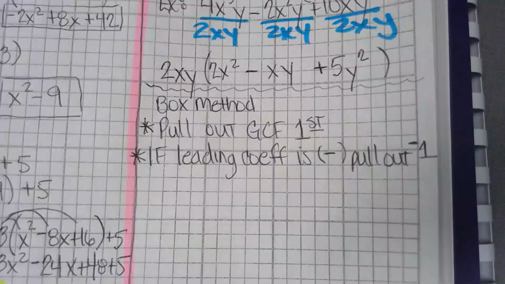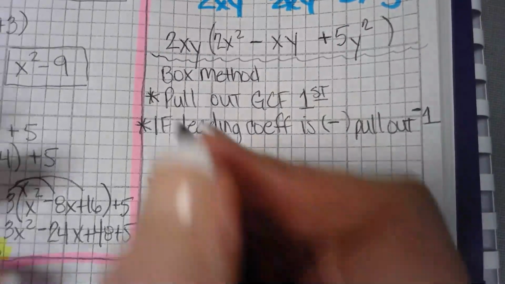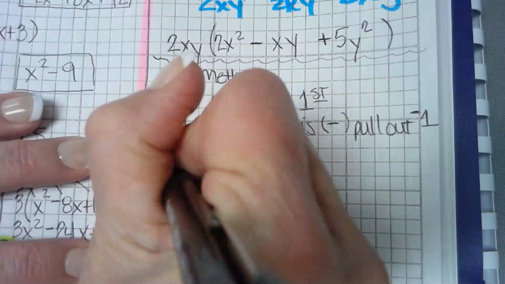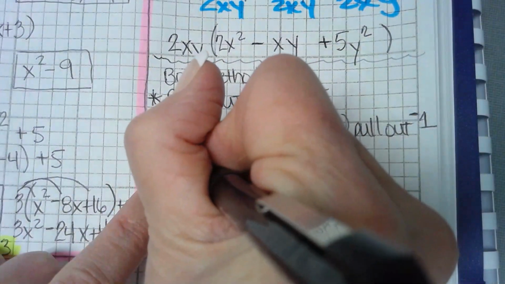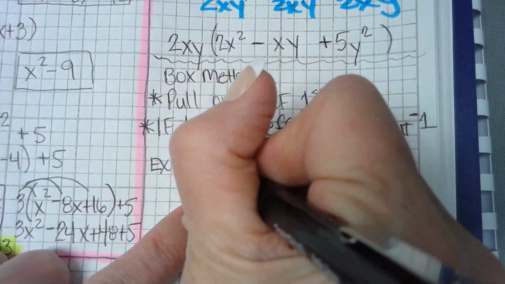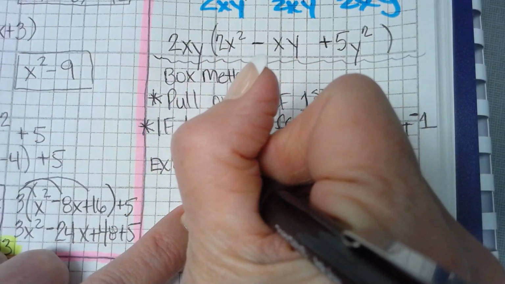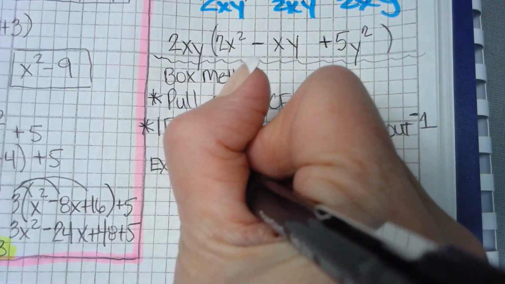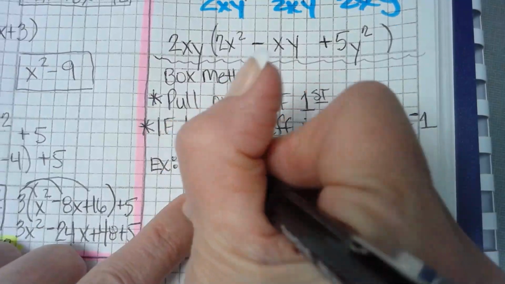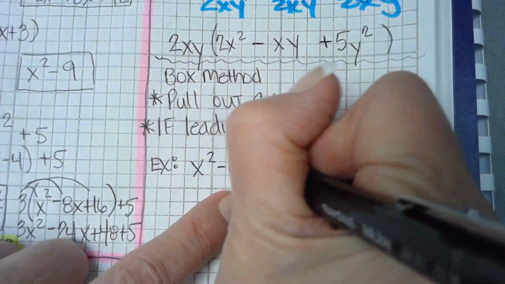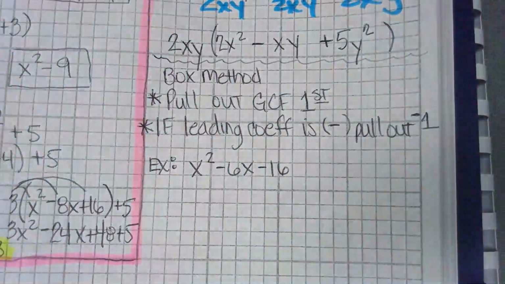Okay, so let's do an example here. Big deal here, y'all. Factoring trinomials is a big deal. We're going to factor x squared minus 6x minus 16. Okay?